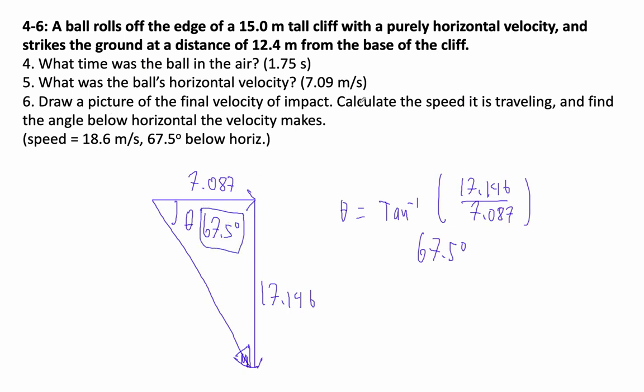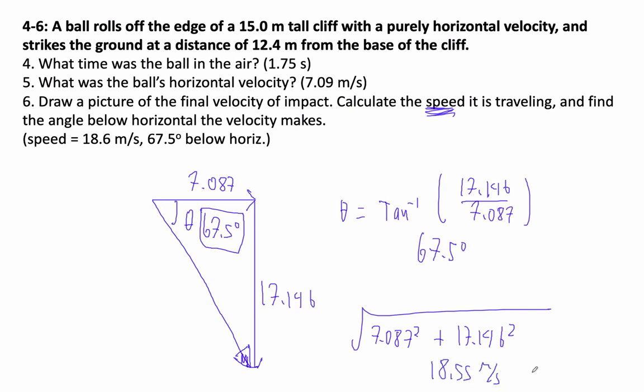And then the speed it's traveling, that's just the hypotenuse of this guy, right? So 7.087 squared plus 17.146 squared. So square root of, now I'm using the unrounded values in my calculator, 18.55 meters per second, or 18.6, right? So we did get these answers, right? So this is 18.6. Yeah.